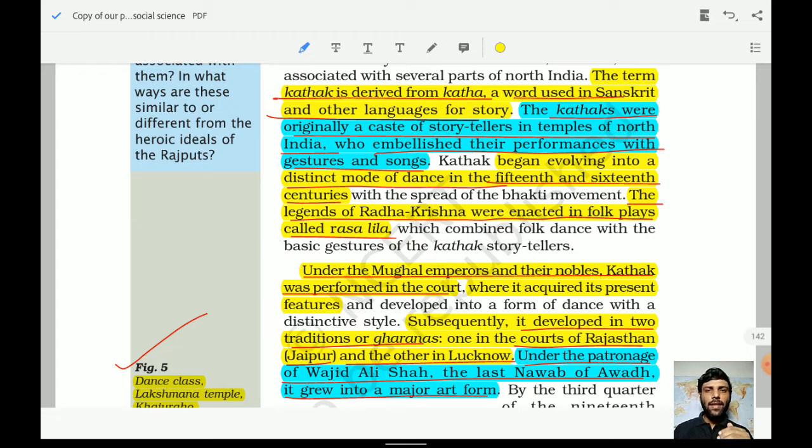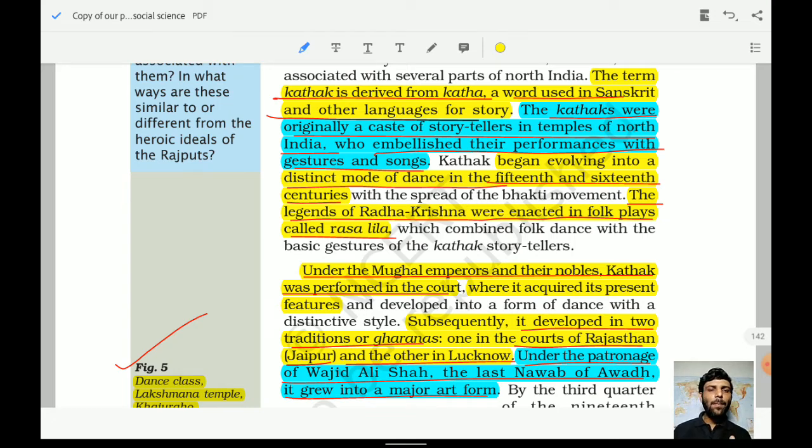Remember this. The legends of Radha and Krishna were enacted in folk plays called Ras Leela. In different parts of India, we have seen the Ram Leelas and Ras Leela. Basically, this particular form of Kathak is directly connected to the Ras Leelas, that is, how the story of Krishna has been depicted through dancing and singing. So there was a proper story narration, and hence this particular style got prominence.